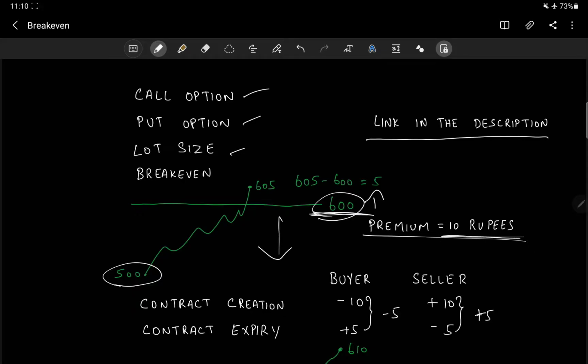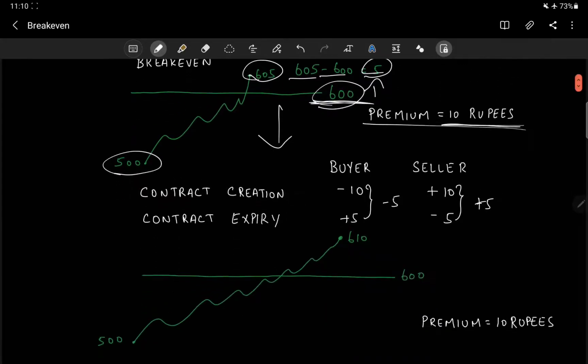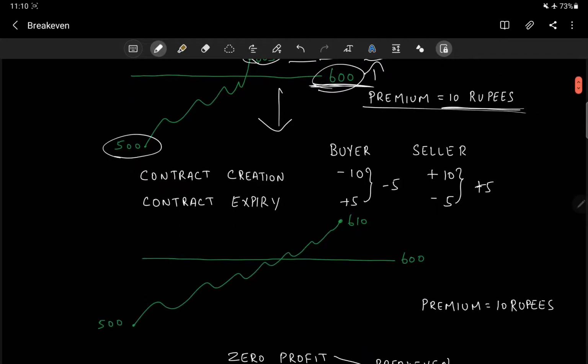Let us say that the price expired at 605 on the date of expiry. So in this case, the option seller would have to pay the option buyer 605 minus 600 is equal to 5 rupees. So the option buyer makes a profit of 5 rupees while the option seller incurs a loss of 5 rupees. Is that all?